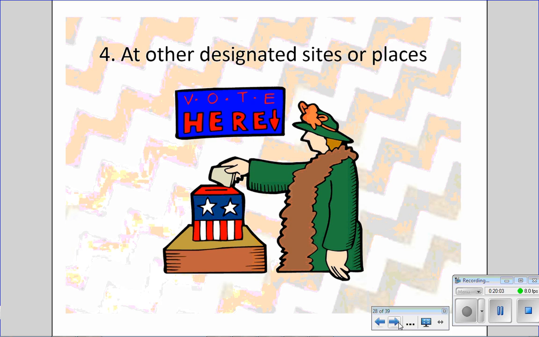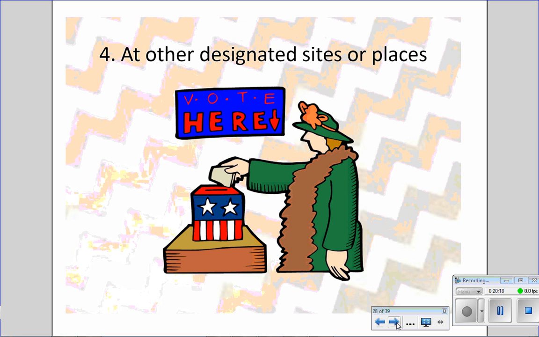Sometimes it's schools. Sometimes they'll go to the high school because a lot of you guys are going to turn 18 while you're still in high school. So sometimes they'll set up an area at a high school on certain days where you can go ahead and register to vote. And as long as they have permission to be doing that, then that's fine.